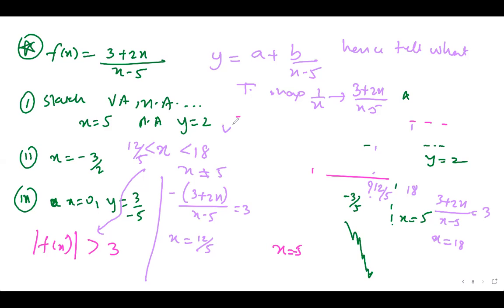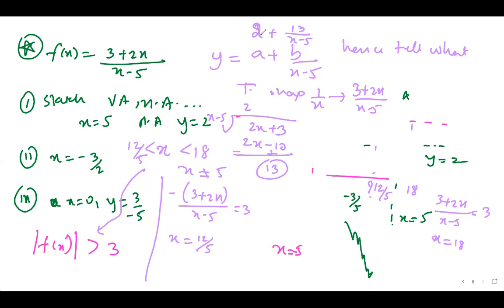You could just do the long division: 2x plus 3 divided by x minus 5. You take 2, and 2x minus 10 leaves 13. So you get the quotient as 2 plus 13 over x minus 5. So you get this part.